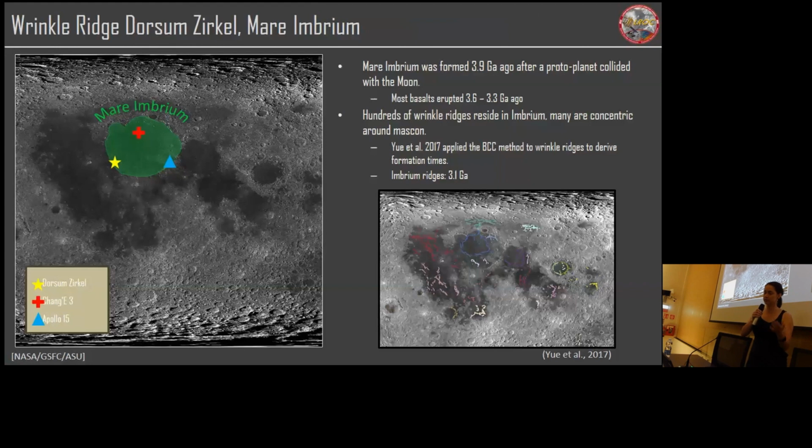If you're also not familiar with the buffer crater count technique, it's a really interesting method where, instead of defining an area and counting all the craters, this is specifically for linear features. So you essentially only include those craters that superpose the linear feature that you want to get an age for. And for the Yu et al. work that they did, they derived an age of about 3.1 billion years for those ridges.